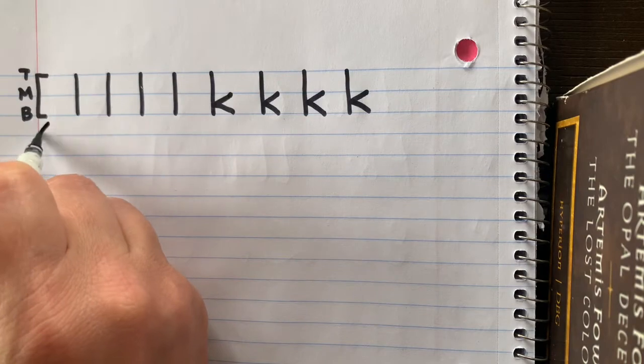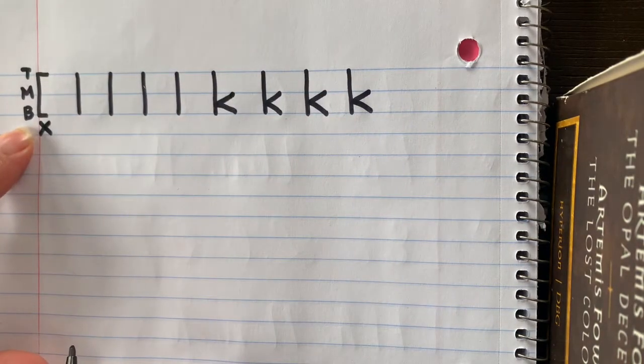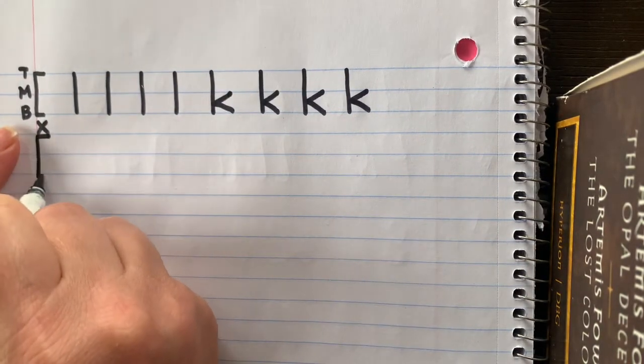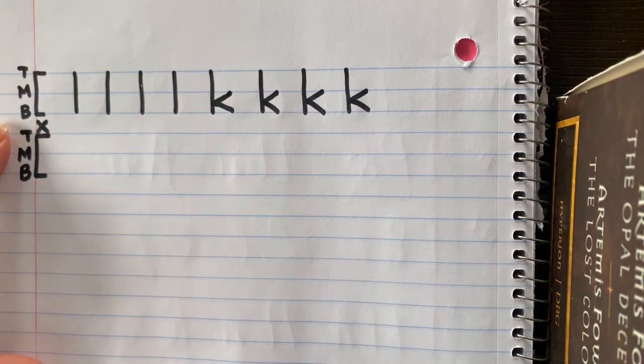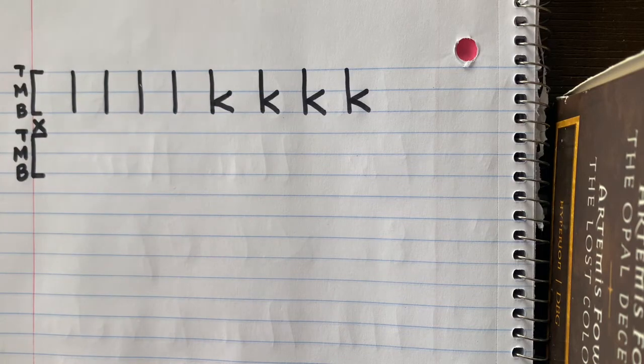Go ahead and put an X here in this little spot. And let's make a new bracket. We have our top line, our middle line, and our bottom line. The next letter we're going to learn how to write is the lowercase letter H.